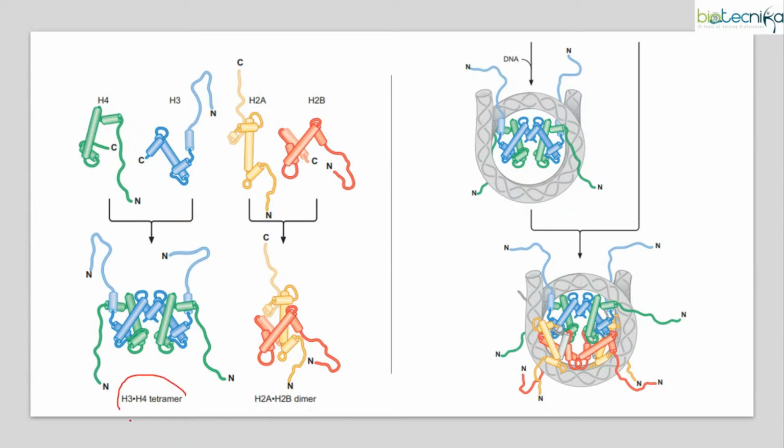We have a tetramer, we have a dimer. Now slowly the DNA comes and binds to it. So when the DNA is bound, all the histones come together and you can see the N-terminal tails are exposed outside the DNA. Why? Because, as I told you, the major reason is they need to undergo post-translational modifications there. Okay, I hope I'm clear with this question.